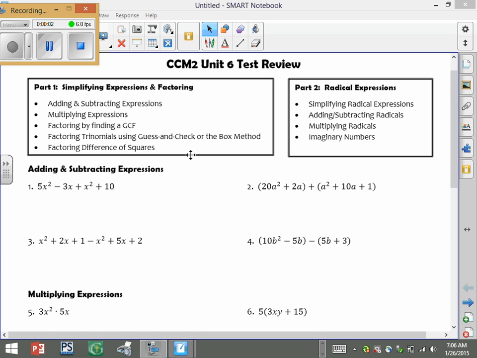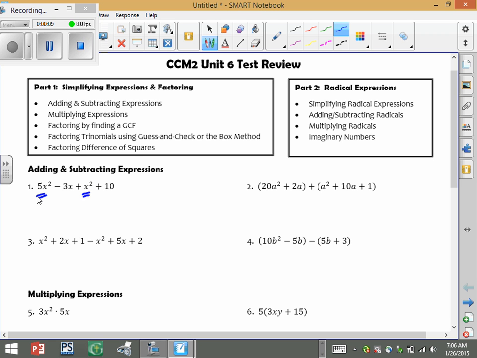So going through the review sheet for you guys, adding and subtracting expressions, it's just combining like terms. You got 5x squared plus x squared is 6x squared. The 3x doesn't have a like term, and neither does the 10. So there's that.